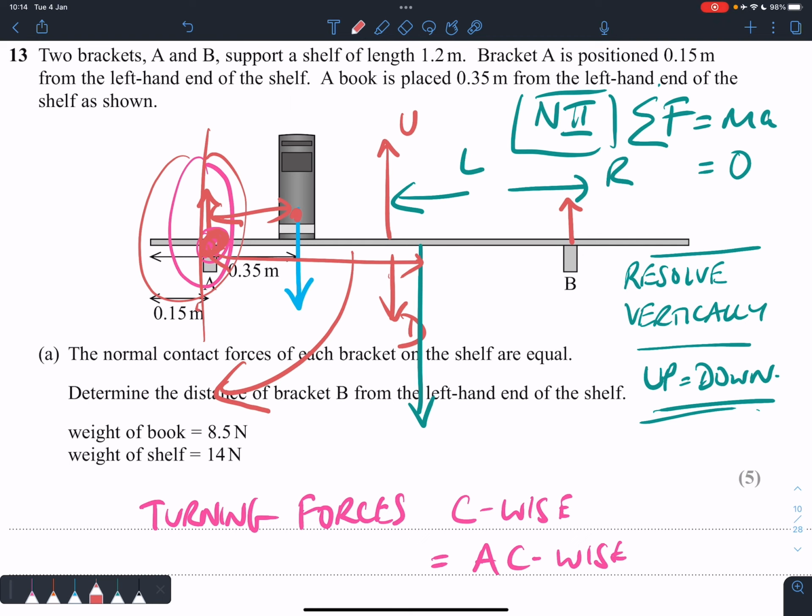So we've only got one force that's going up, and that's B, and B is that distance away, and then we can find out what that distance is. Right, so that's a big hint for that question.